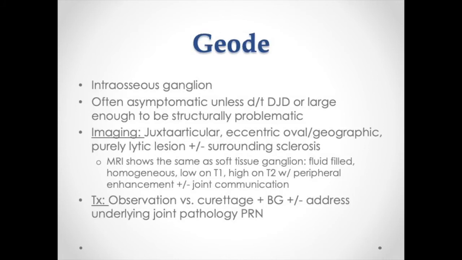A geode, another name for this, is an intraosseous ganglion, and it's often asymptomatic unless it's due to degenerative joint disease or it's large enough to be structurally problematic. Imaging will show a juxta-articular, eccentric, oval, geographic, purely lytic lesion with or without surrounding sclerosis, but the MRI will show the exact same as a soft tissue ganglion. Very homogeneous, fluid-filled, low signal intensity on T1, very bright on T2, with peripheral enhancement post-contrast, with or without joint communication, again, if it's related to degenerative changes.